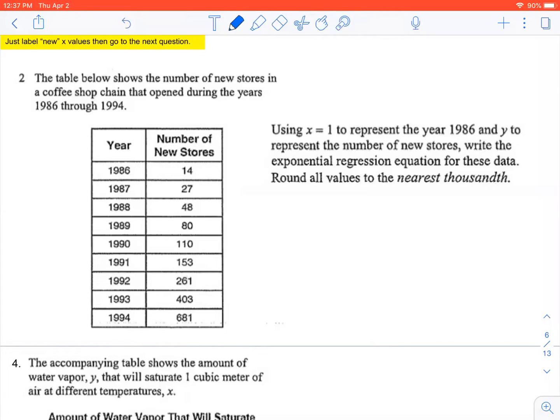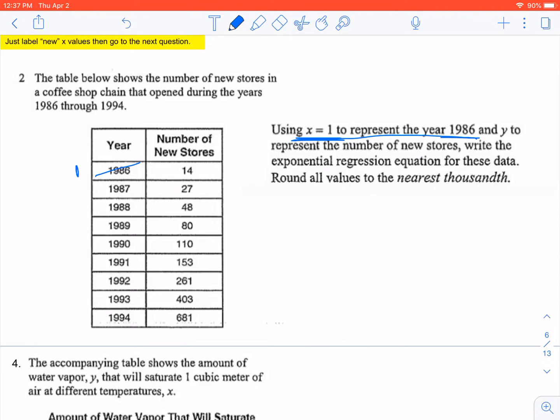Question number 2. The table below shows the number of new stores in a coffee shop chain that opened during the years 1986 through 1994. Using x equals 1 to represent the year 1986, that means on Desmos you're not going to type in 1,986. You're going to type in 1.